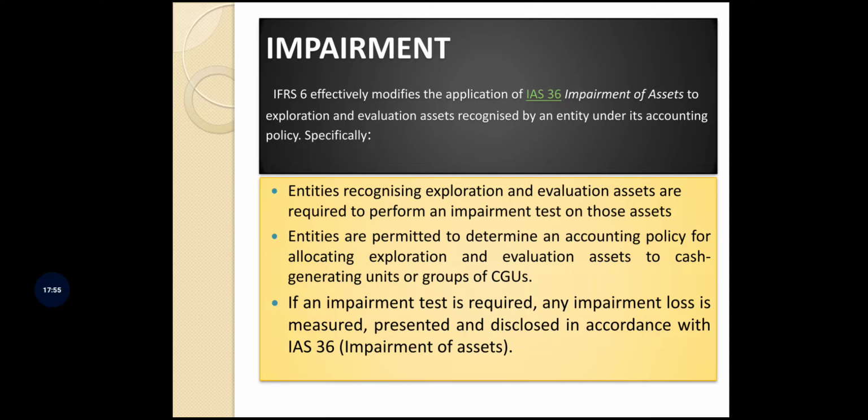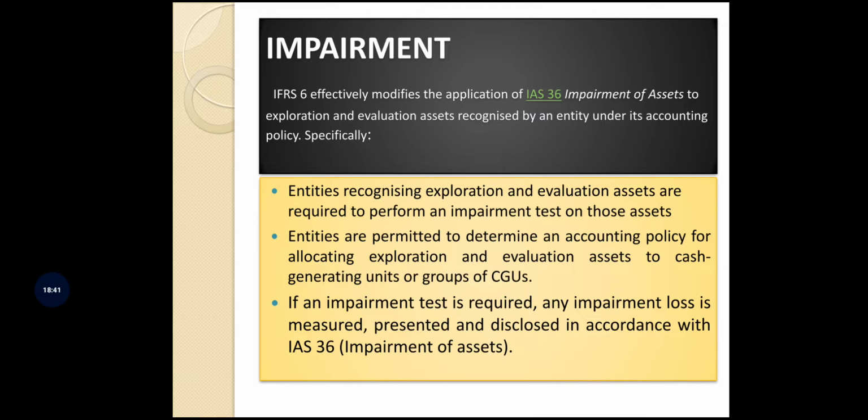So if assets are to be used in the exploration and evaluation of mineral resources, we have to test, that is, do an impairment test for the particular assets according to International Accounting Standard 36. If an entity is going to use the assets in exploration and evaluation activity, it must see and analyze the impairment of the particular assets. Impairment, in Kannada, we call it weakness. Okay, so first see the accounting policy, the first accounting policy related to the impairment test or impairment of asset.